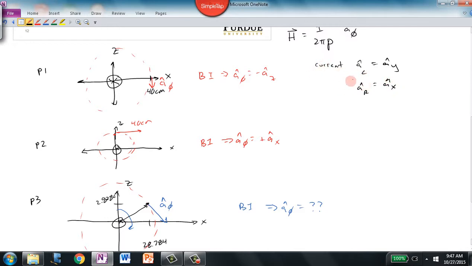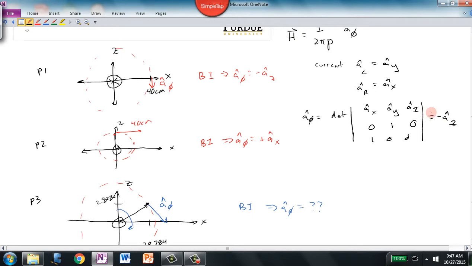So the direction of this is going to be determined from the determinant of A hat x, A hat y, A hat z, and then we put the current element first, so 0, 1, 0, and then we put the unit vector pointing from the current element to the point in space next, so that's 1, 0, 0. And you guys have done determinants enough now that you can do this math yourself, but it's minus A hat z that is the result, which is the same result we got here.